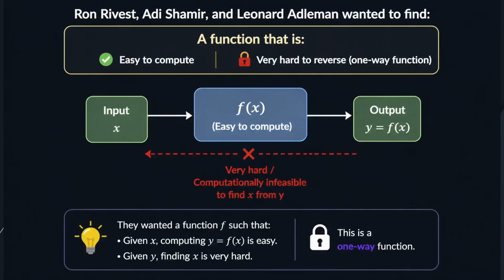Actually, Ron Rivest, Adi Shamir, and Leonard Adleman wanted to find a function that is easy to compute and very hard to reverse, a one-way function. Here is an example. Input x and function f(x), easy to compute. Output y equals f(x), but it is very hard to find x from y. They wanted a function f such that given x, computing y equals f(x) is easy, but given y, finding x is very hard. This is a one-way function.